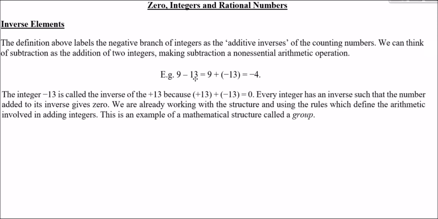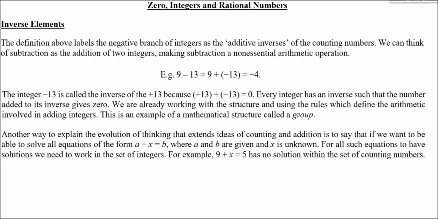So the integer negative 13 is the inverse of positive 13. And why is that? Well, it's because positive 13 added to its inverse gets us back to 0. So every integer has an inverse such that the number added to its inverse gives 0. For example, +5 has an inverse -5. The inverse of -7 is +7, and so on. We're actually already working within the structure and using the rules which define the arithmetic involved in adding integers. This is an example of something called a mathematical structure, which is a group.